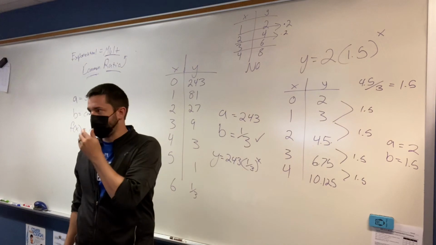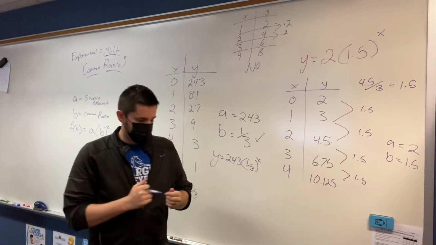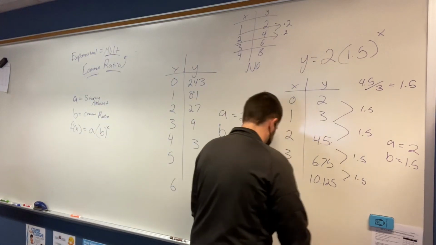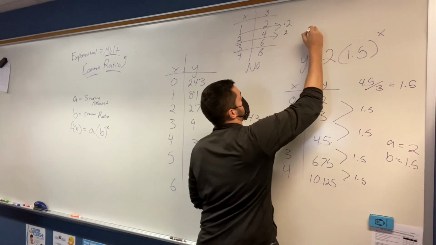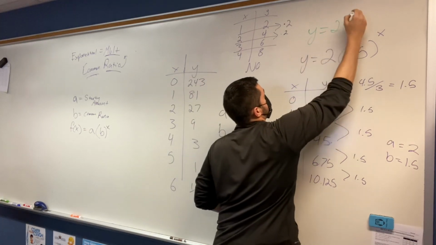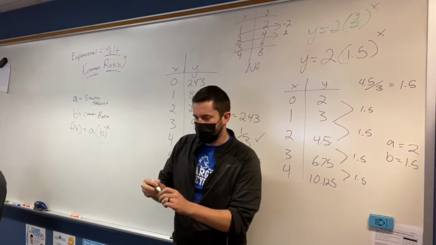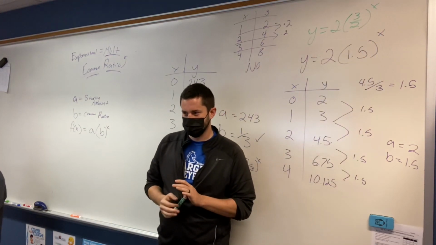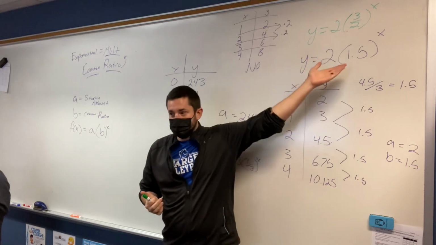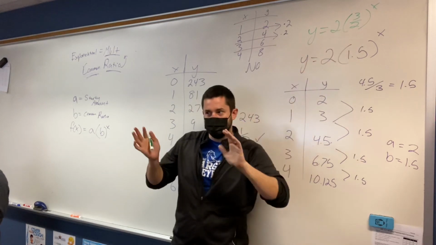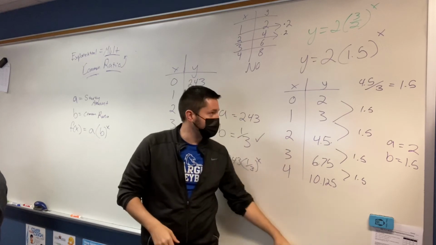Okay. Now, the curveball here in the last little thing is if I had a test question and the answer to the test question was this, y equals 2 times 3 over 2 to the power of x, it's still the same. Would you be able to identify that as the correct answer? Yeah, because that's what it is in decimal form. Because 3 over 2 is 1.5. Just to make sure you don't get confused with that.